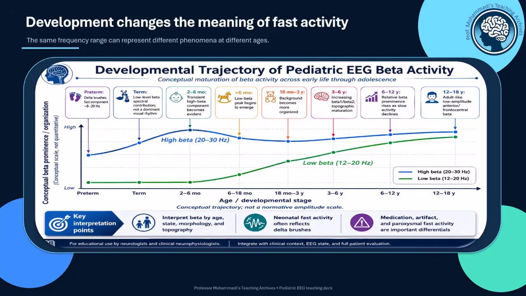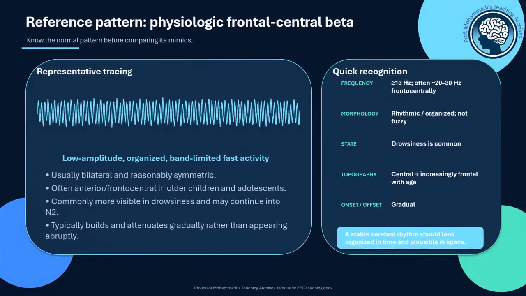Next slide, please. Before trying to identify abnormal fast activity, we need a clear mental image of normal physiological beta. Typical frontal-central beta is low in amplitude, organized, and relatively band limited. In older children and adolescents, it is usually most evident anteriorly or over frontal-central regions. It is generally bilateral and reasonably symmetrical. Drowsiness commonly makes it more visible, and it may continue into early non-REM sleep. A particularly useful feature is its temporal behavior. Physiological beta tends to build gradually and attenuate gradually rather than appearing suddenly as a sharply defined event.